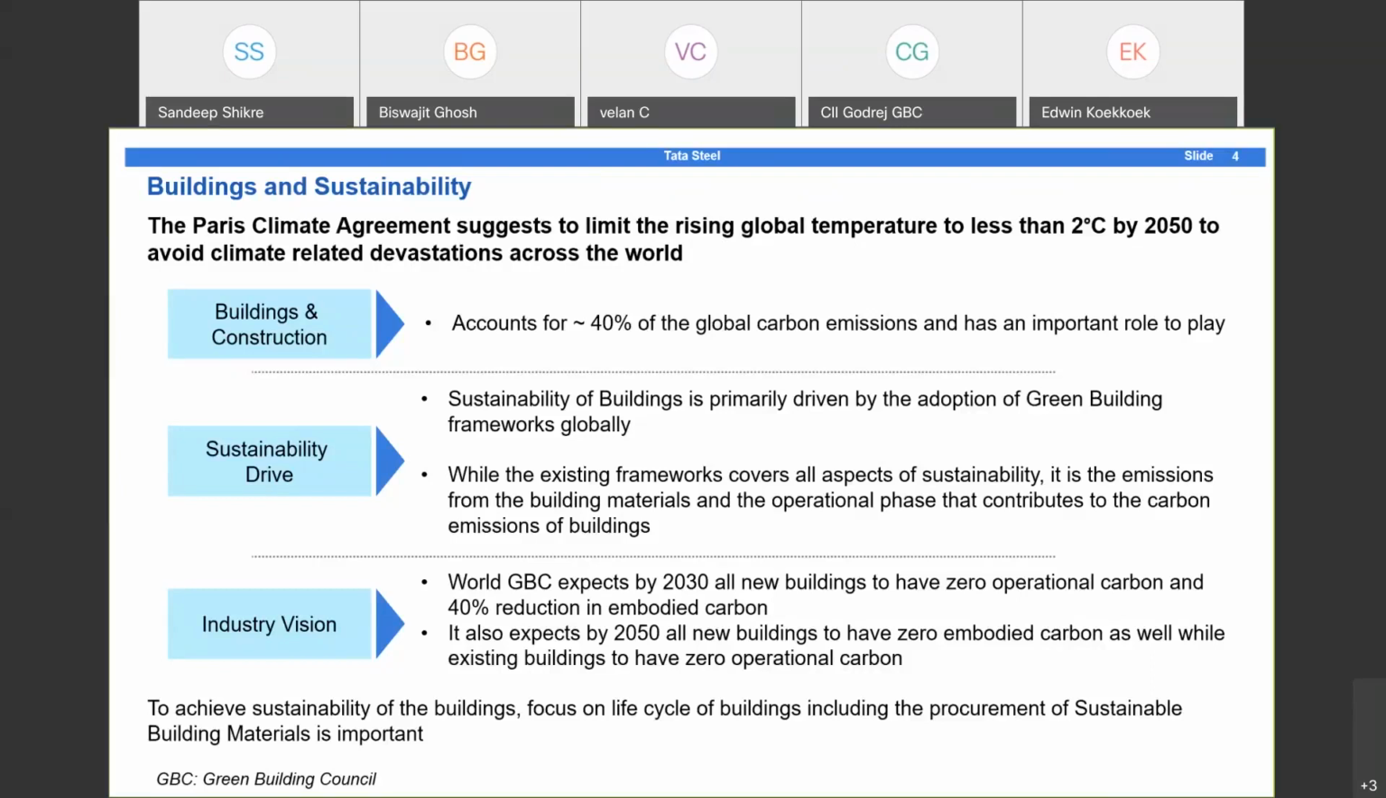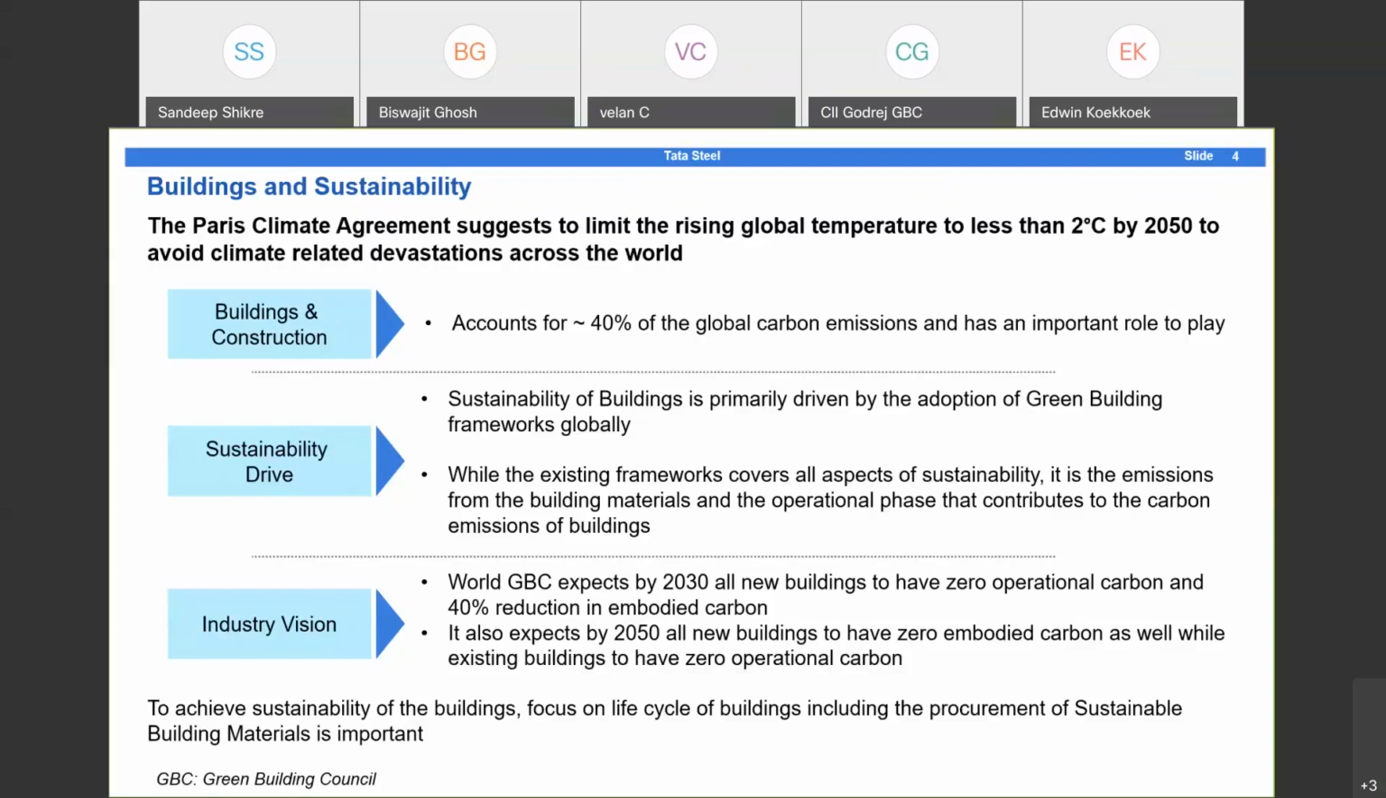The World Green Building Council expects that by 2030, all new buildings will have zero operational carbon and a 40% reduction in embodied carbon. It also expects by 2050, all new buildings to have zero embodied carbon as well, while existing buildings are to have zero operational carbon. These are very stiff, very ambitious targets, and there is a lot of work going on towards achieving them.